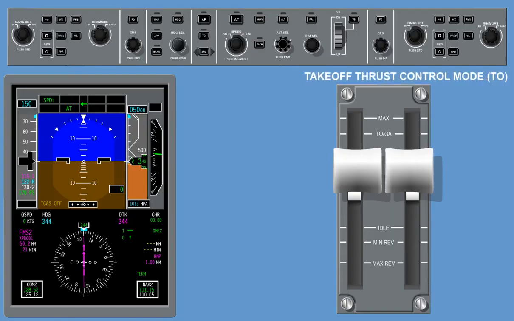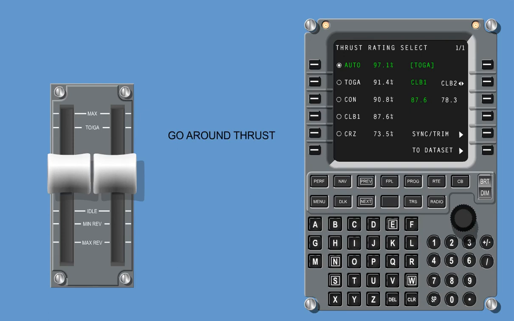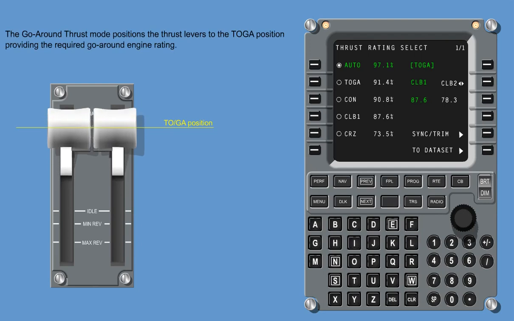Takeoff Thrust Control Mode. Takeoff Thrust Control Mode, TO, advances the thrust levers to the takeoff go-around position when autothrottle is engaged on the takeoff phase. Go-around thrust. The go-around thrust mode positions the thrust levers to the takeoff go-around position, providing the required go-around engine rating.